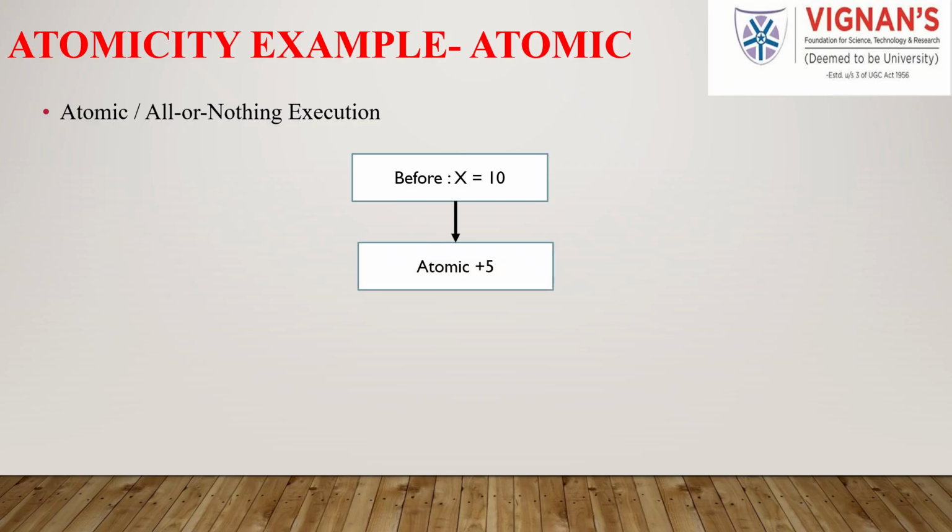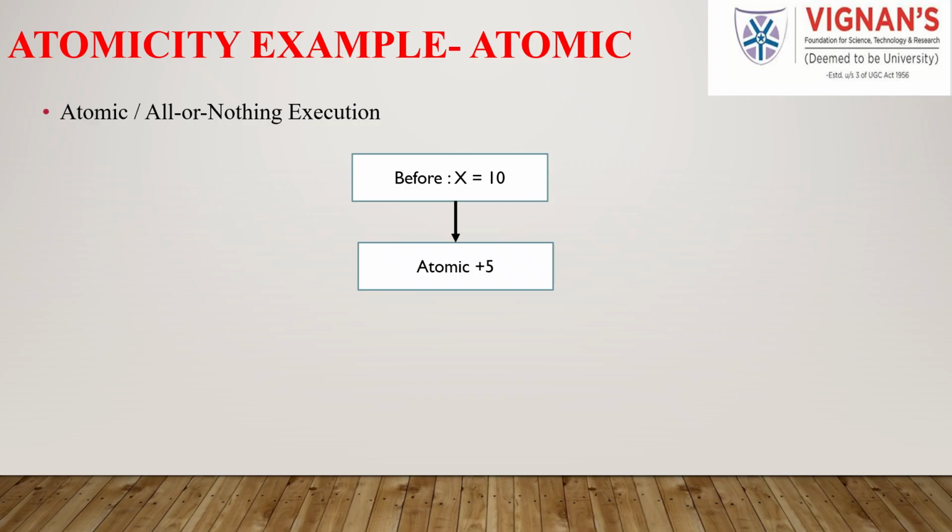Then, the atomic plus 5. This represents an atomic operation that adds 5 to the value of x. Although internally this may involve reading the value, performing the addition, and writing the result back, all these steps are treated as one single unit and cannot be interrupted or observed individually.